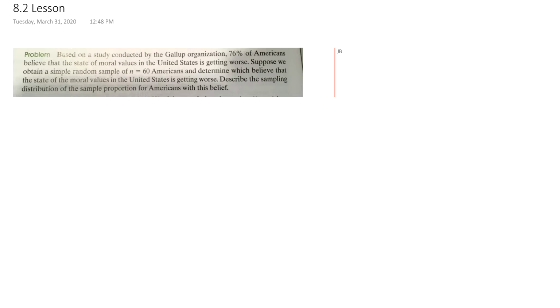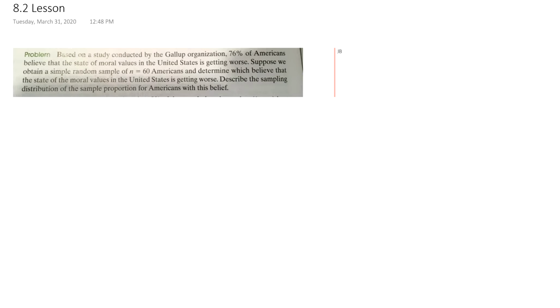Okay, based on a study conducted by the Gallup organization, 76% of Americans believe that the state of moral values in the United States is getting worse. I think we actually did this problem in class. Suppose we obtain a random sample of 60 Americans and determine which believe that the state of moral values is getting worse. Describe the sampling distribution of the sample proportion of Americans with this belief.